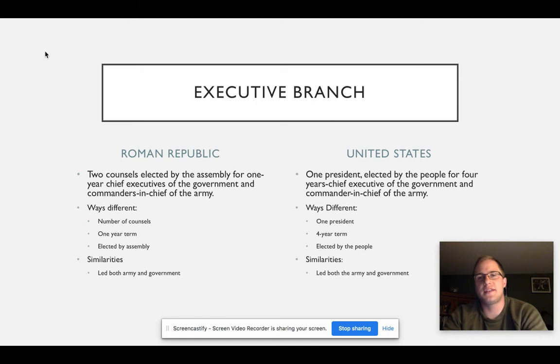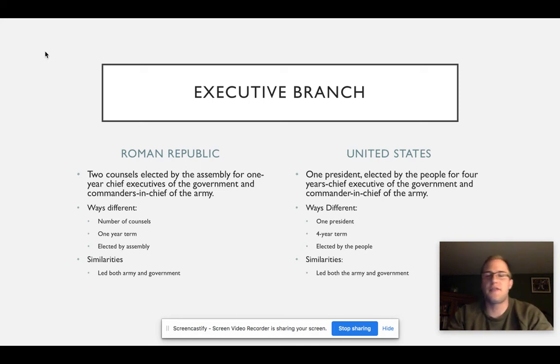In the United States, we have one president elected by the people. They serve a 4-year term, and they are also the commander in chief of the army. Both the Roman Republic executive and the United States executive are responsible for carrying out the laws.